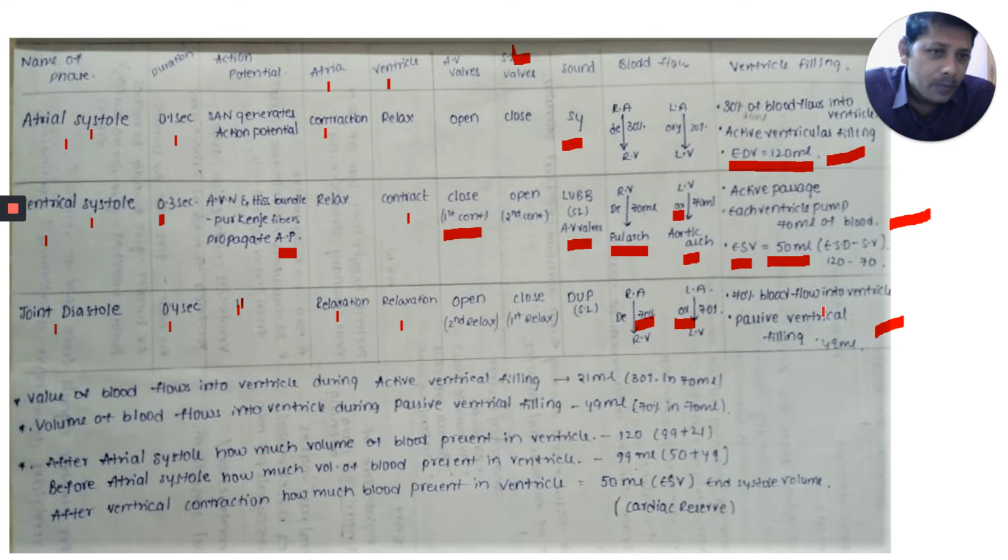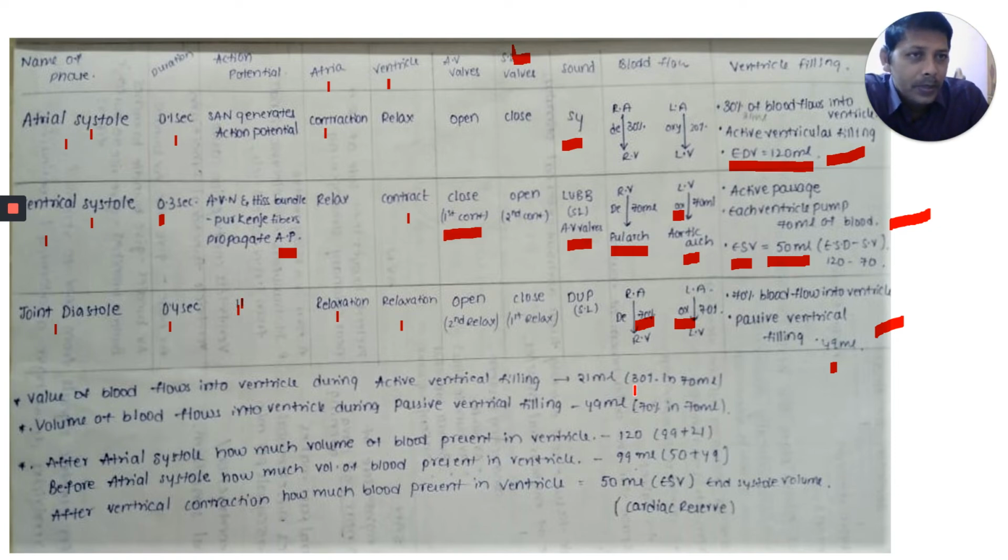And 70% blood flows into ventricle. Passive ventricle filling takes place here, that means 49 ml. You can learn these things here. The volume of blood flows into ventricle during the active ventricular filling, that means here, this is the active ventricular filling. How much? 30% of the blood flows into ventricle. 30% of the 70 ml.